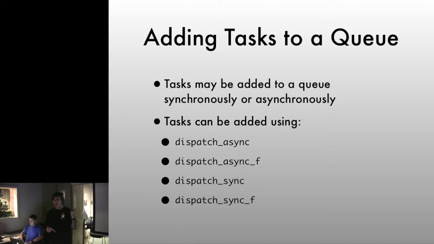There's dispatch async, which will take a block and dispatch it asynchronously. Dispatch async F takes a function pointer, if you would rather use a function pointer than a block, and dispatches that asynchronously. Dispatch sync takes a block and dispatches it synchronously. And dispatch sync F takes a function pointer and dispatches it synchronously.